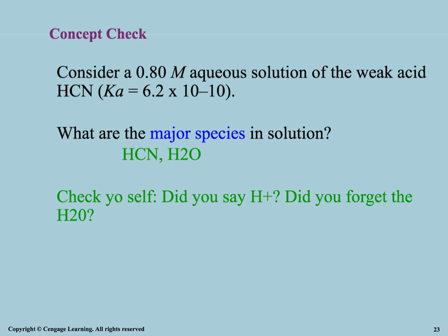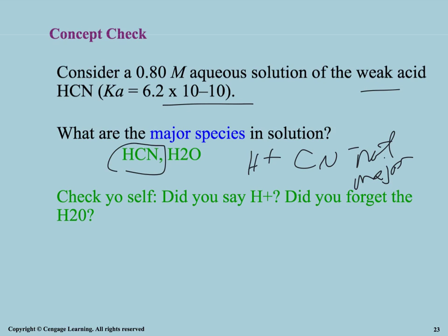Consider 0.8 molar aqueous solution of weak acid. What are the major species? Are H plus and CN minus the major species? No, not major, because it's weak. It's very weak. So the acid stays mostly as HCN. Did you say H plus? Boo. And again, always remember that there's a whole lot of water in an aqueous solution. Okay?